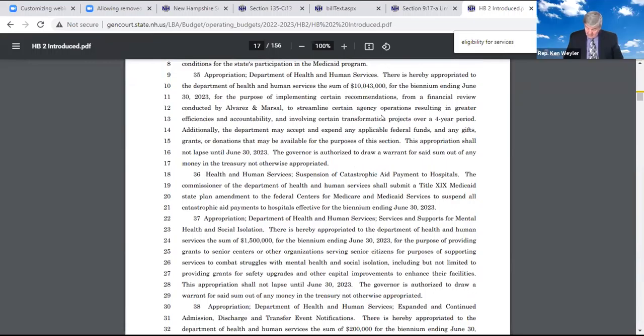Section 35 appropriates $10,043,000 to implement recommendations from the review conducted by Alvarez and Marsal that was mentioned during the department's presentation last week. The only thing I would note about this section and any other section in the trailer bill with an appropriation is that these appropriations are in addition to anything you will see in House Bill 1. So this question came up previously as to where we would see these dollar amounts in the operating budget, and you won't see them because this is in addition to those.